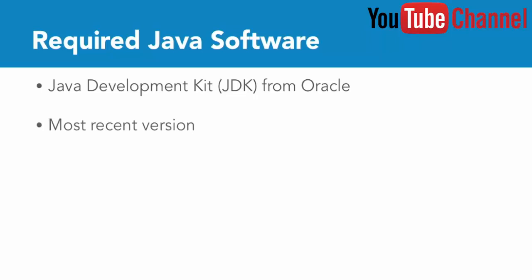In order to follow along with the course, you'll need to have installed the Java Development Kit from Oracle. You can always use the most recent version, which as of the time of this recording was Java 8. You can download that software from java.oracle.com, and I'll describe the steps early in the course.